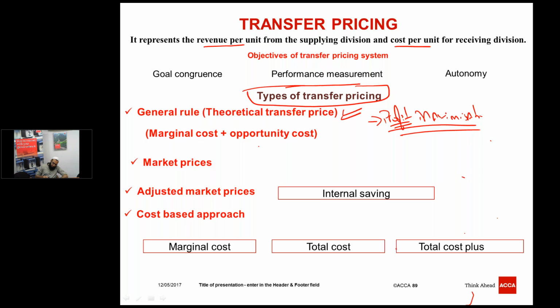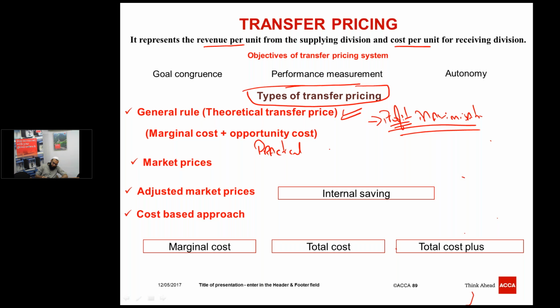Now let's come to practical transfer prices. Now this was the theoretical transfer price. Now practically, what transfer prices are actually used in the market? What type of transfer prices are actually being used in the market will come in the practical transfer price area. So practically, market price acts as the best transfer price, because when the transfer price is on the basis of market rates, nobody will have any issue.